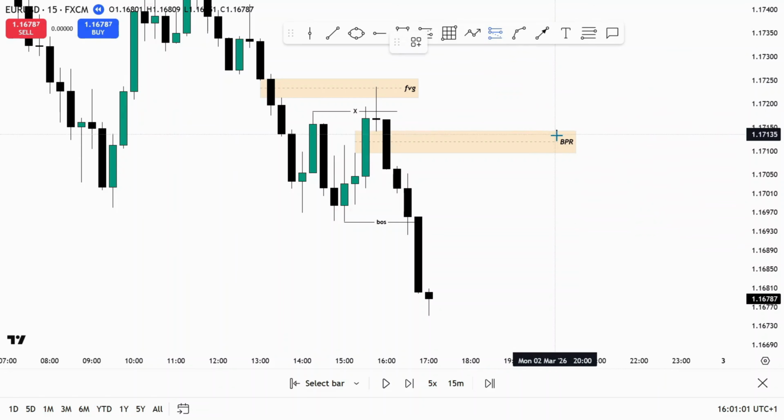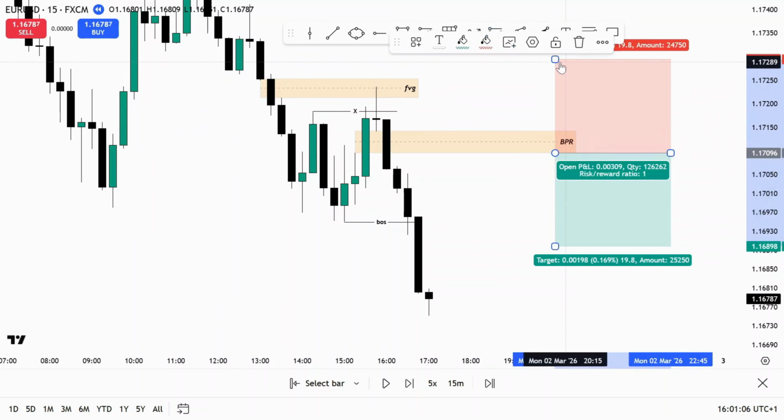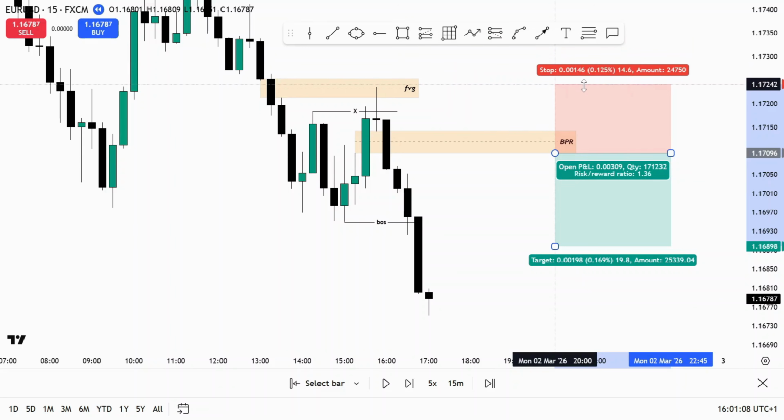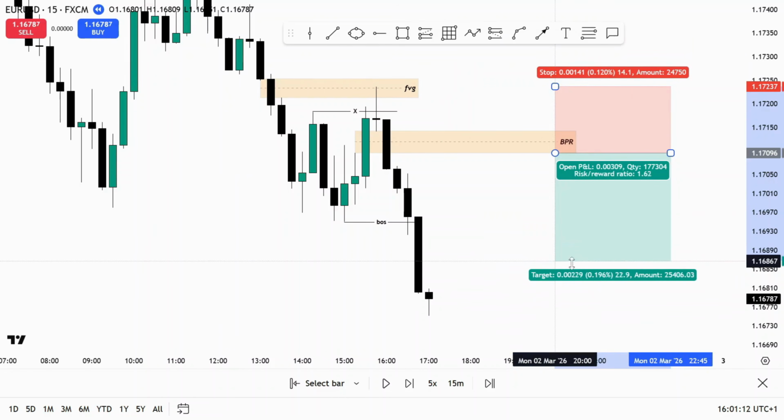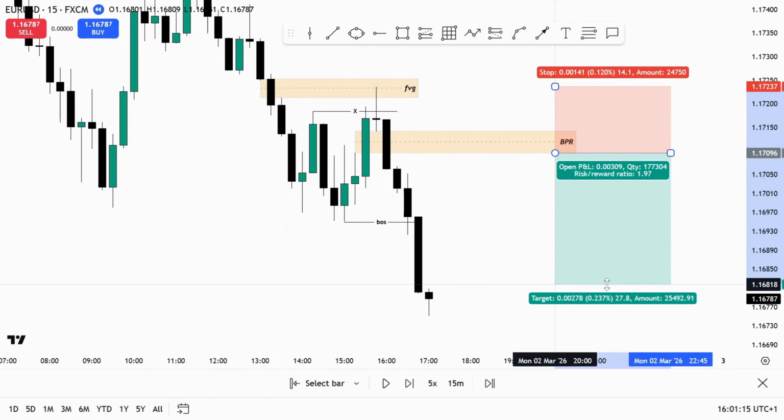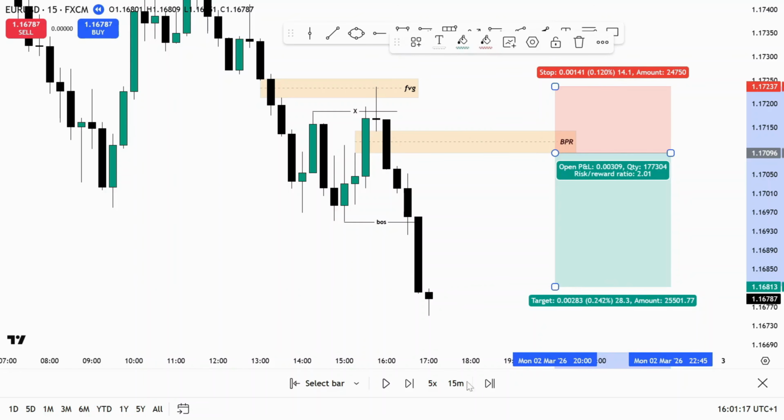So what do we do in this case? This is where execution comes in. We can set our limit order right at that balanced price range. Our stop loss goes just above the high, and for our target, we aim for a 1 to 2 risk to reward. Now, let's see how this played out.